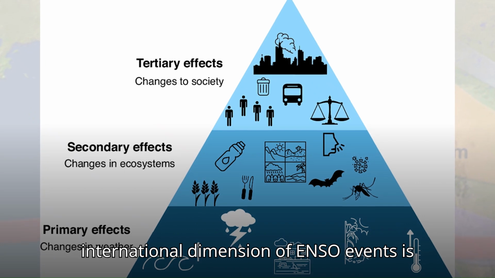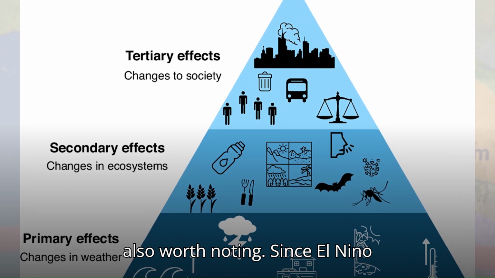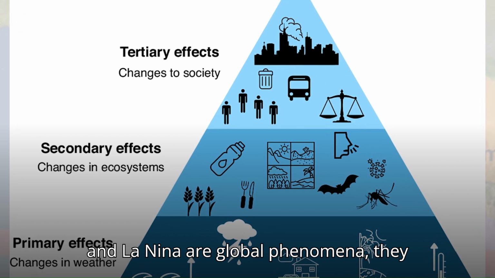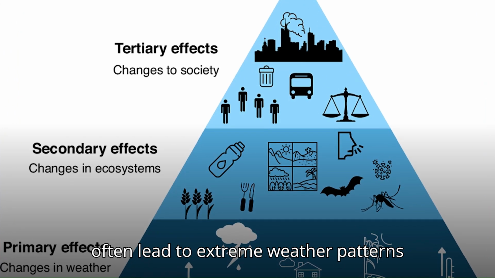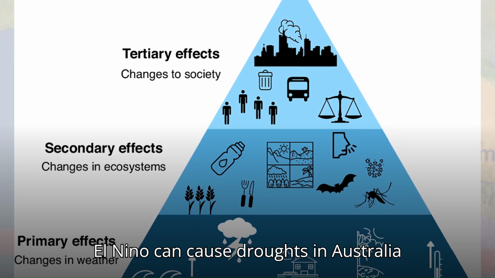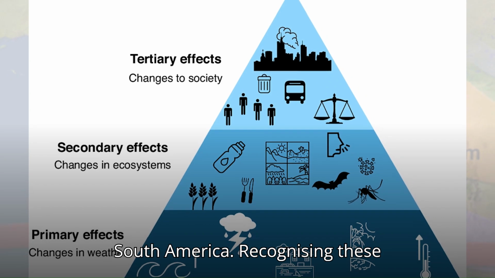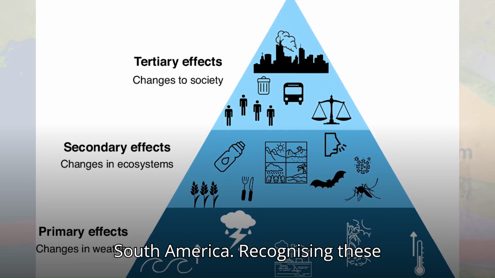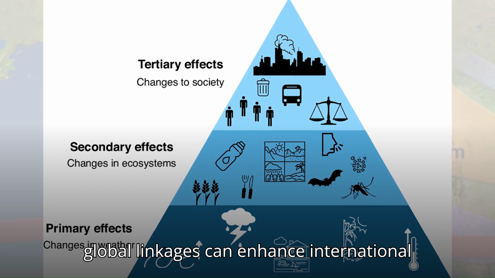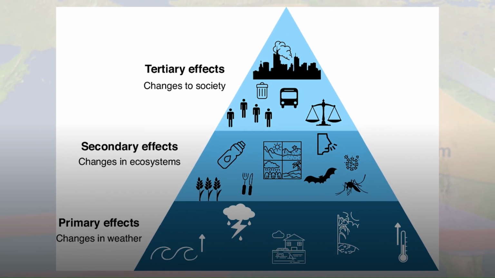The international dimension of ENSO events is also worth noting. Since El Niño and La Niña are global phenomena, they often lead to extreme weather patterns across the world. For example, El Niño can cause droughts in Australia and Africa while triggering floods in South America. Recognizing these global linkages can enhance international cooperation on climate resilience and disaster management.